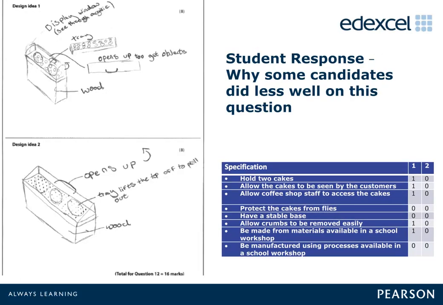This is an example of a weaker response. Immediately you can see that there is a lack of annotation. When annotation does appear, it makes reference to wood rather than to specific materials. It is obvious that this response is not going to score highly. Both graphical solutions are also identical, with cakes held side by side, a tray, a lid which opens and made from wood. As such, the first design scores some good marks, 5 out of 8, but idea 2 is essentially a repeat of the first idea.